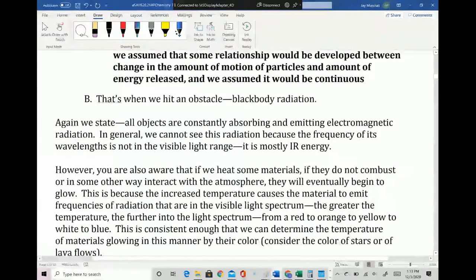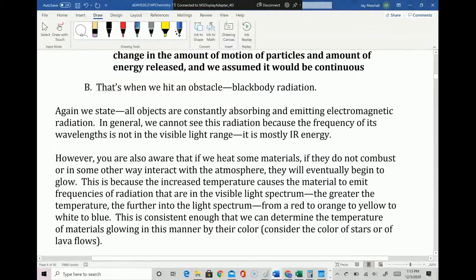In the late 1800s, we started investigating something called black body radiation. Okay? And a lot of this theory, or at least the mathematics that explain it, is beyond the scope of the AP class, but you have to have at least a vague understanding of the concept. And that's all I'm going to ask, that you have this vague understanding of this concept.